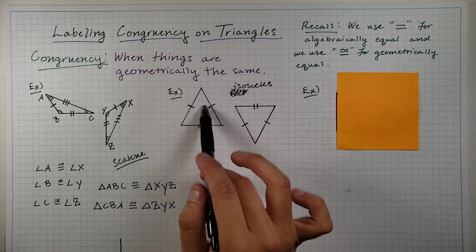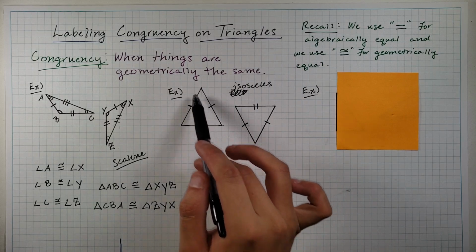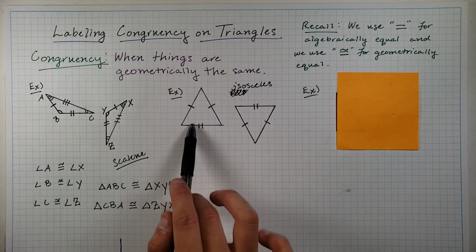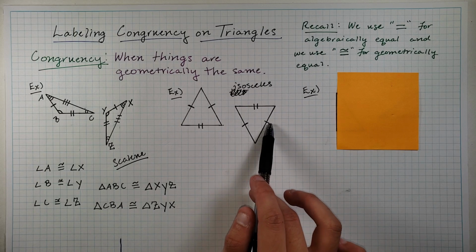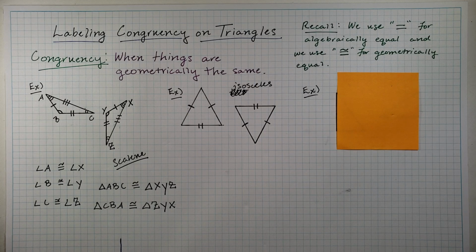All right, so we know these two triangles are isosceles triangles because the two legs are the same distance, but the base is not. Same thing for this one. The two legs are the same, the base is not. All right, we know these are congruent. We just labeled them. But now maybe we'll label their angles.